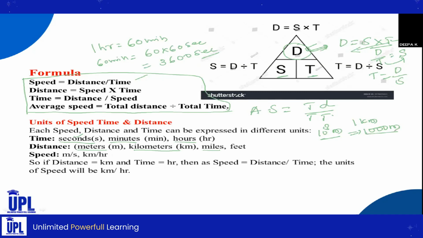Then come to the speed. We can measure it by the SI unit, that is meter per second. So there are two types. The SI units of speed are meter per second and kilometer per hour.